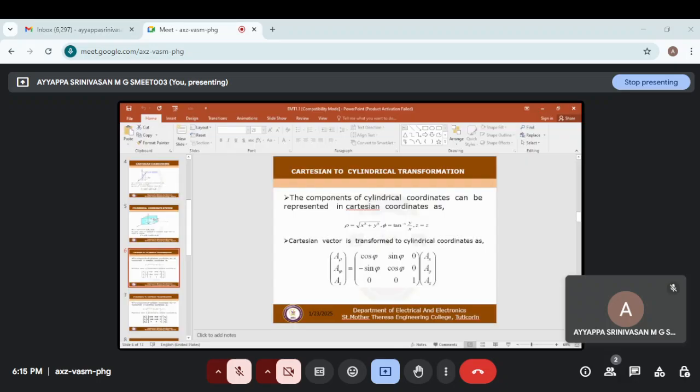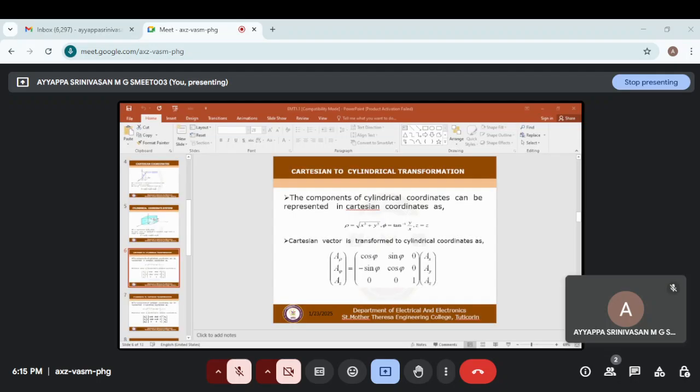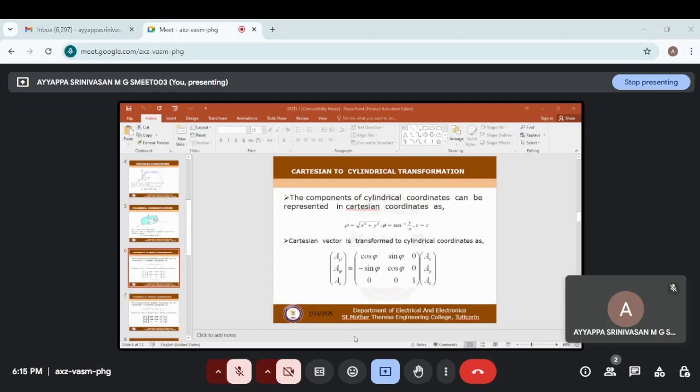The next one is the Cartesian to cylindrical coordinate conversion. In your university examinations as well as in real life, we need coordinate conversion, which may be found useful at all times.